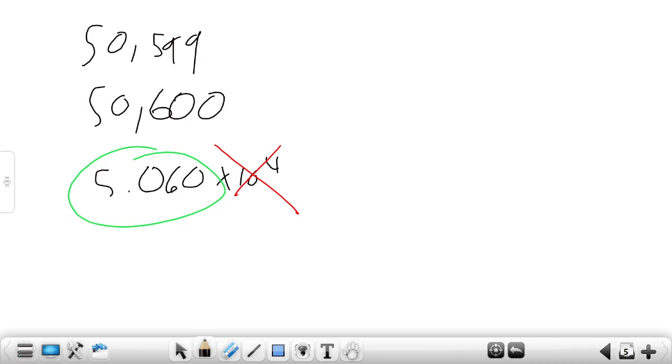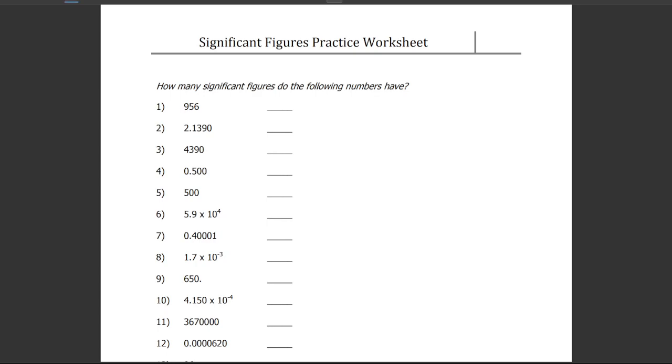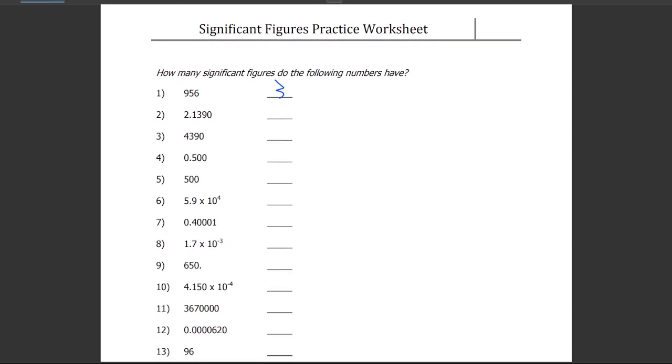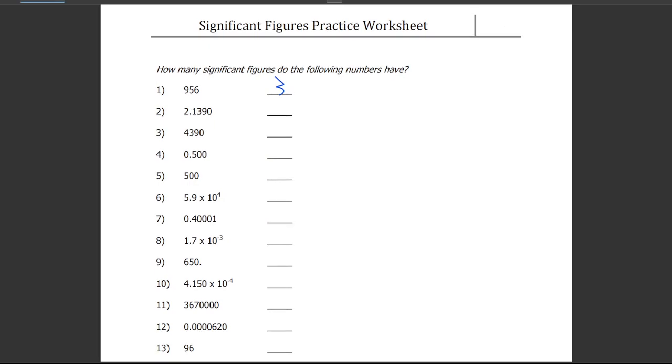But let's do some practice. So let's do some of these. So number 1, 956. This is pretty easy. There's no zeros. They're all non-zeros. We got 3. Then we have number 2, 2.1390. So we know there's at least 4 because they're non-zeros. And then that 0 is trailing after a decimal point, making us have 5 total. Number 3, 4,390. That 0 is trailing, but it's not trailing after a decimal point, so there's only 3 here.